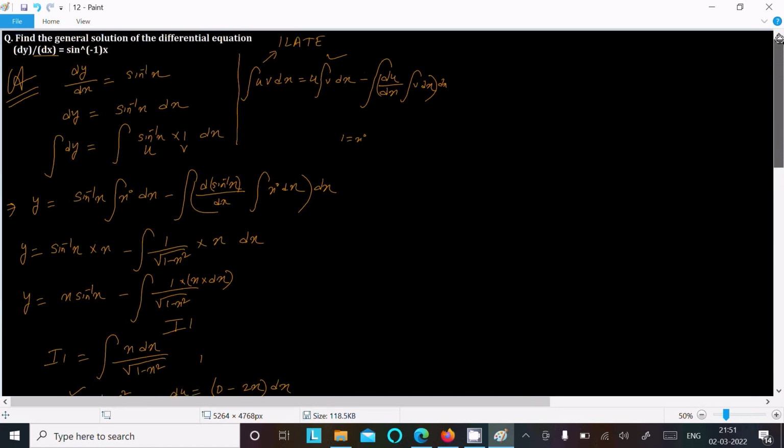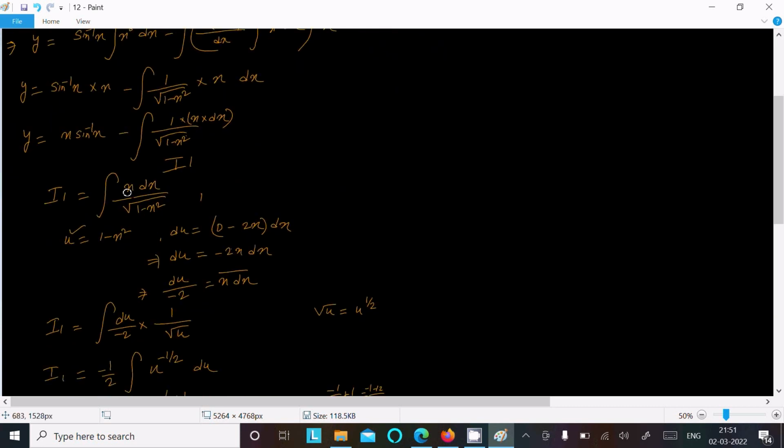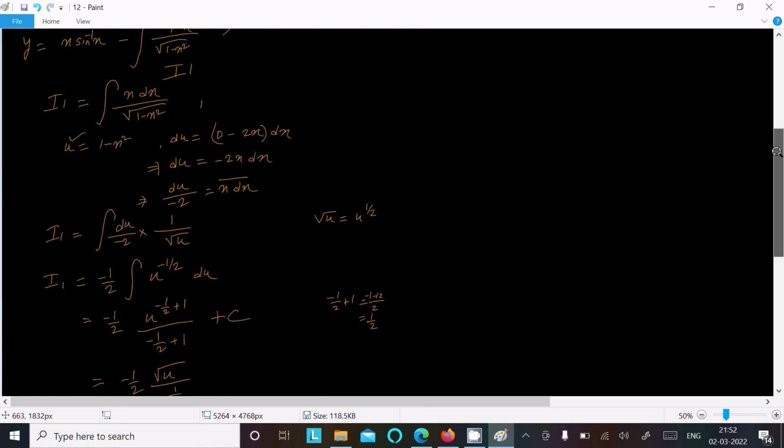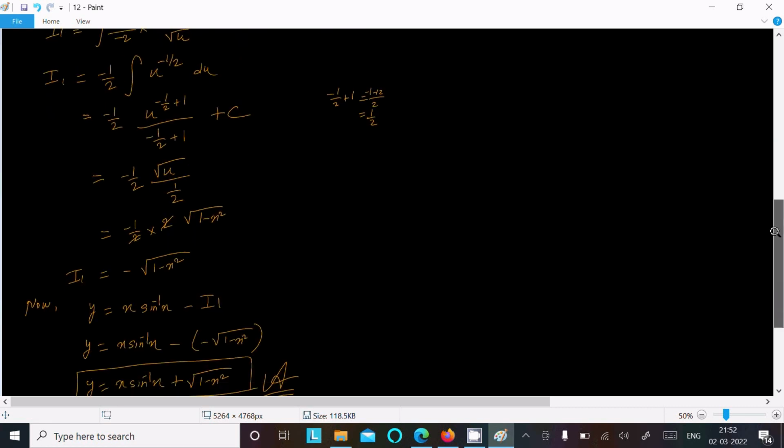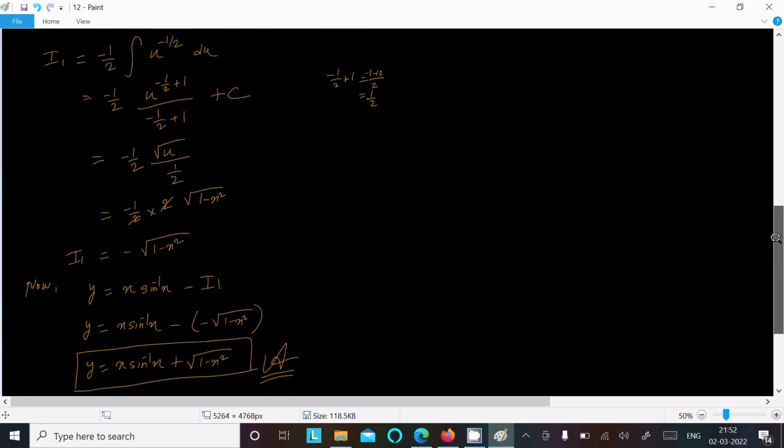One more time I'm going to repeat: write the given, then here you can write these terms. So assume uv, then use the Euler rule, and then after that you can get these terms. To solve this part, assume this is I1, then after the denominator part assume something, then after doing the calculation the I1 value that comes is minus root 1 minus x square.